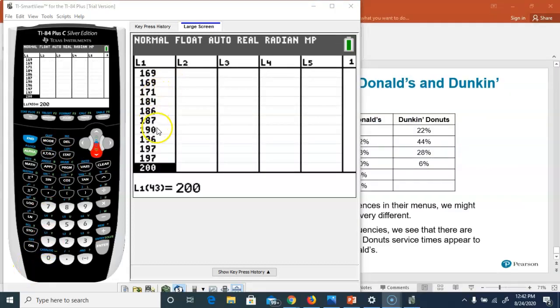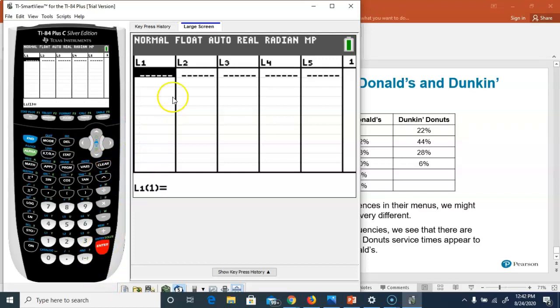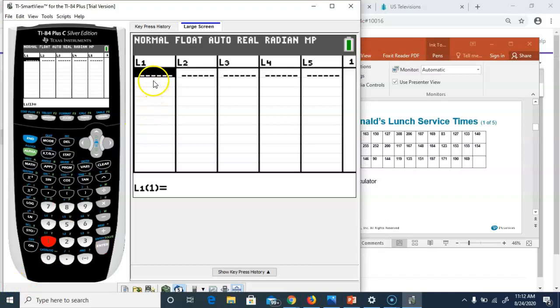If you have data values already in your list that you want to get rid of, instead of deleting each one individually, what you want to do is go up and click the top. Once you get to the top, press Clear and Enter, and it'll take everything out, and that would be my recommendation for you to do. And that's going to take us to your tables.